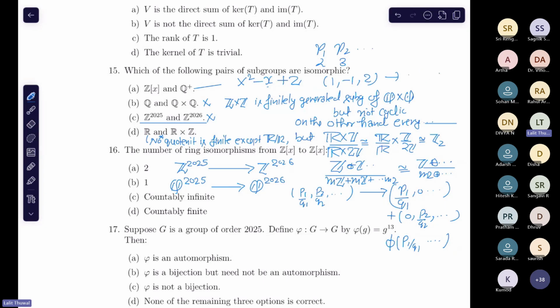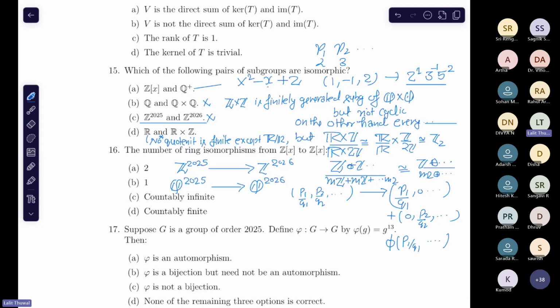What is p1? Our p1 is 2, right? Our p2 is 3 to the power minus 1, and p3 is 5 squared, right? This is a positive rational number, right? So in this way you get a mapping from Z[x] to Q positive.